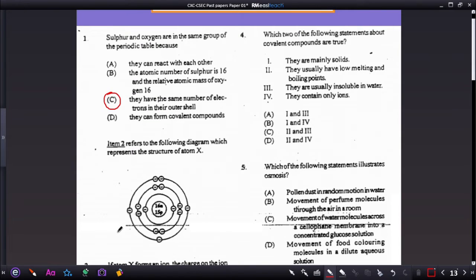Question 4. Which 2 of the following statements about covalent compounds are true? They are mainly solids. They usually have low melting and boiling points. They are usually insoluble in water, or they contain only ions. They are mainly solid is not true. They usually have low melting and boiling points. They are usually insoluble in water, most of them, and they contain only ions, that's not true. So the answer would be 2 and 3, which is C.